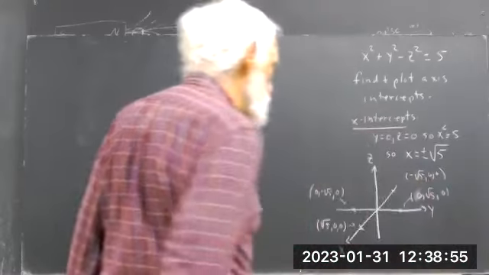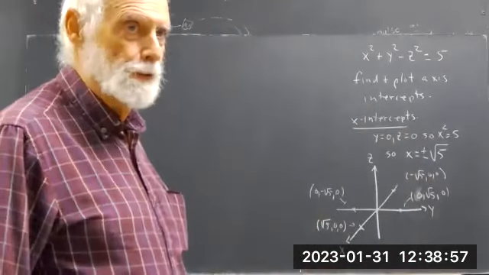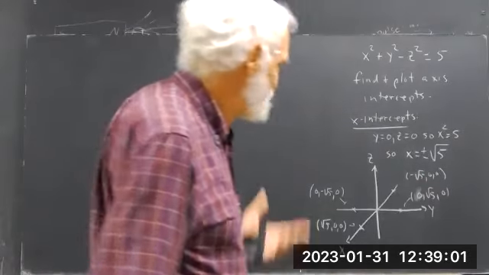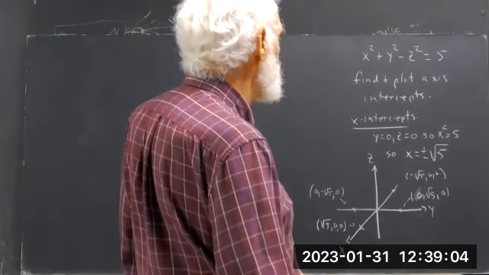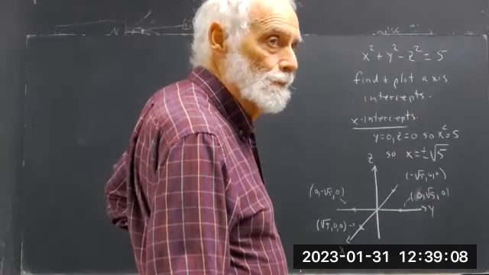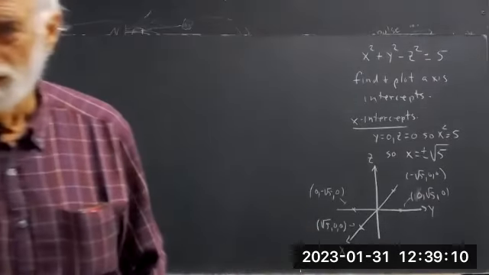Oh, we're starting to get a picture of this graph. Now, obviously, you can see the rest of it, right? Well, no, that's not obvious. Okay. What about the z-intercept? What can you tell me about the z-intercepts?